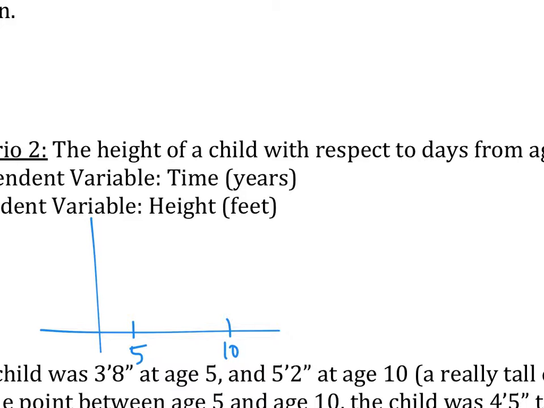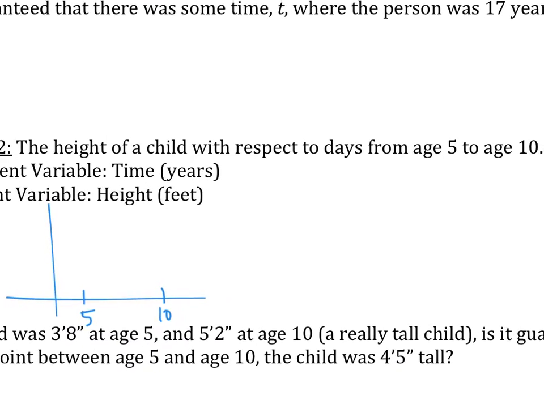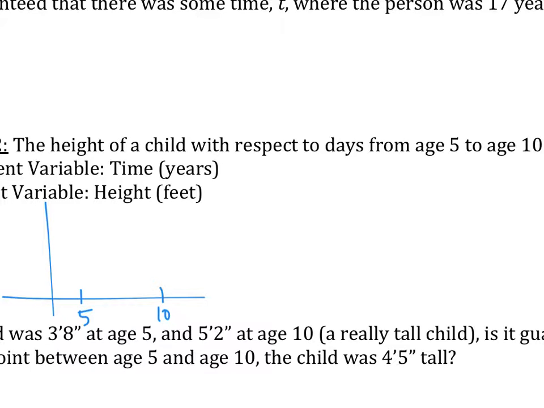Okay, 5 to 10. So if you do this, I guess you're very consistent from 5 to 10. But some of you said like this, around 10 you grew a lot faster. Or you did this, at 10 you didn't really grow anymore. But the question is, if the child were 3'8" at 5 years old and 5'2" at age 10, a really tall child actually, is it guaranteed that at some point between 5 and 10 that child was 4 feet 5 inches tall?